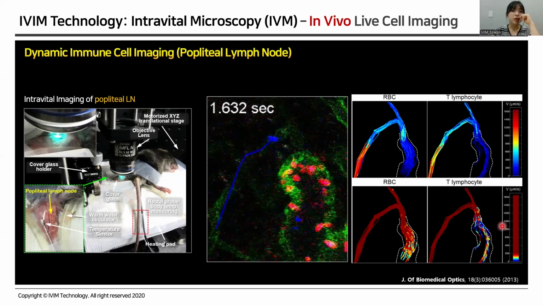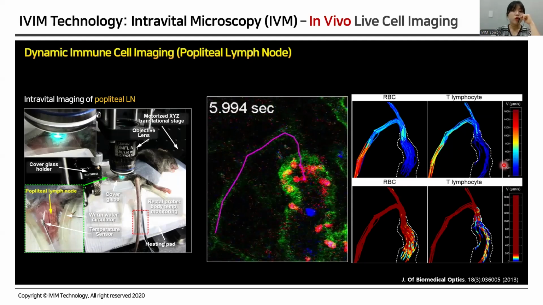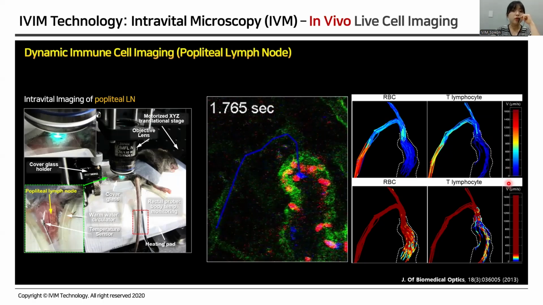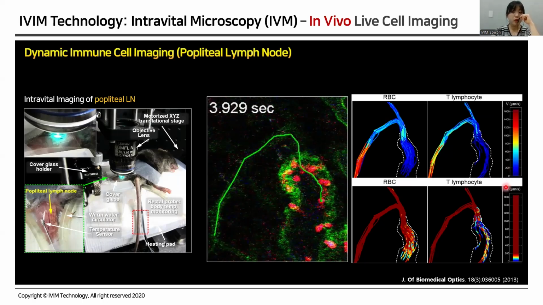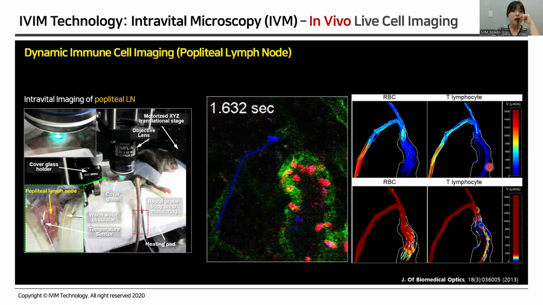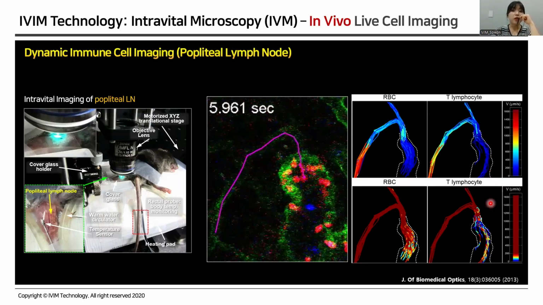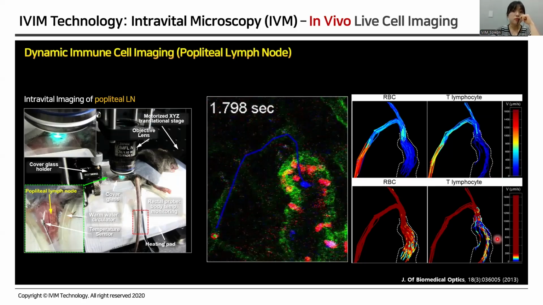Notably, T cells adhered to the lumen of the HEV, rolling along and interacting closely with the high endothelial cells. This detailed tracking highlights the unique hemodynamic environment within HEVs that facilitates immune cell interactions.